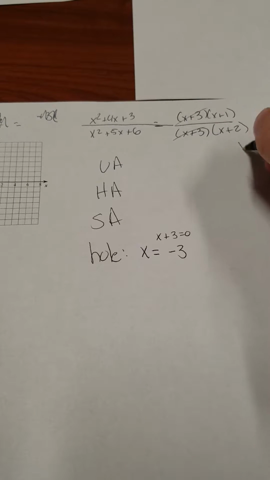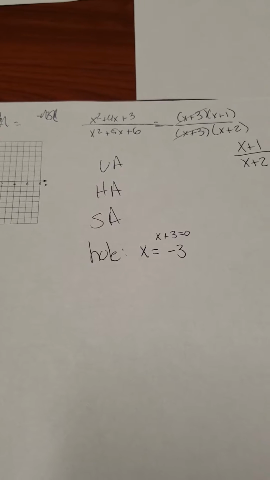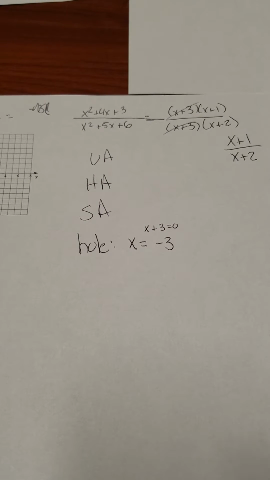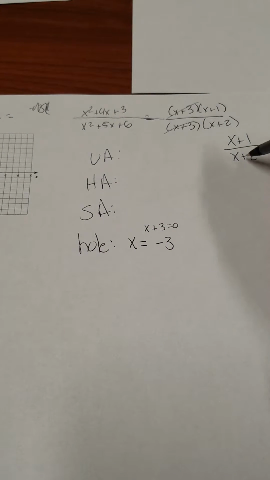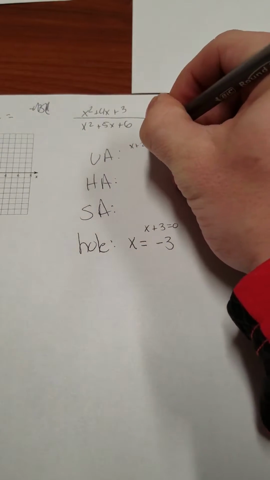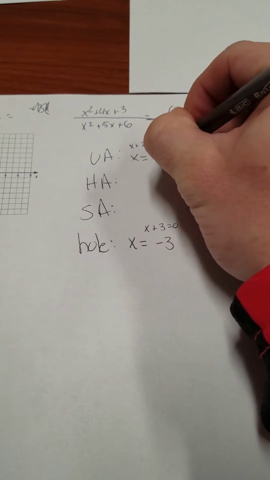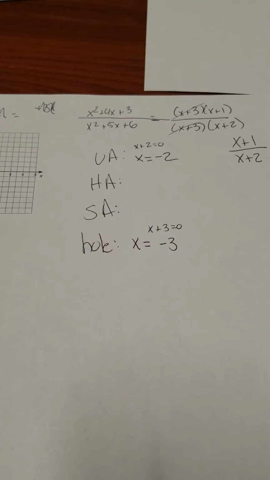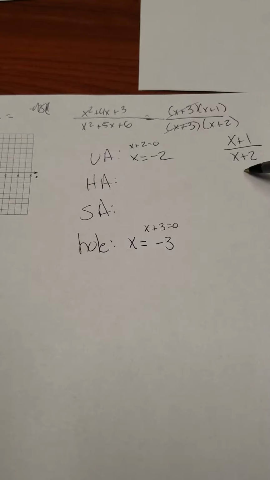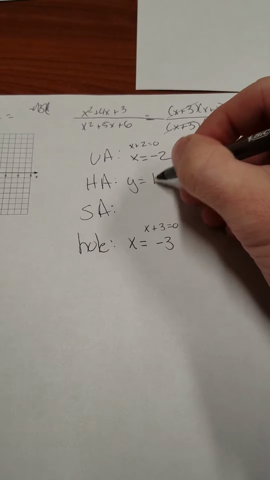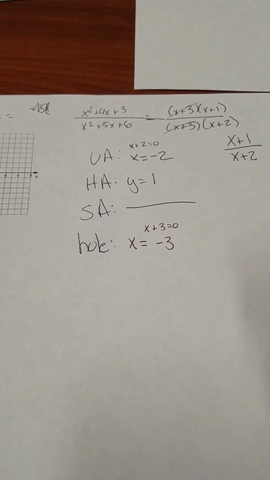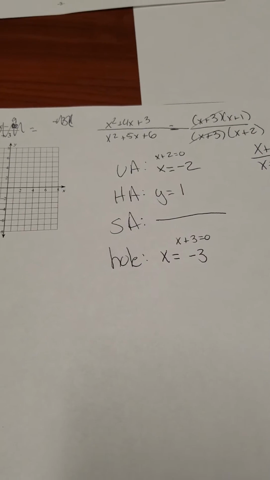The function that is left is x plus 1 over x plus 2. Vertical asymptote, denominator equals 0, so x plus 2 equals 0. Solve it, you end up with x equals -2 as your vertical asymptote. Horizontal asymptote, well, let's look at our degree. The degree of the top is 1, the degree of the bottom is 1. So since they're the same, we divide the leading coefficients. And 1 over 1 is just going to give us 1. If we have a horizontal, we don't have a slant.